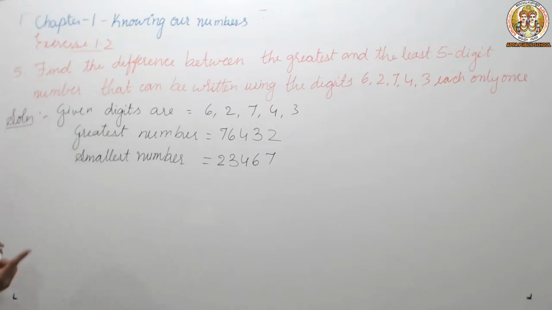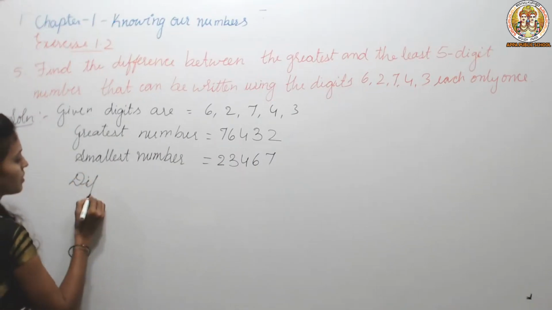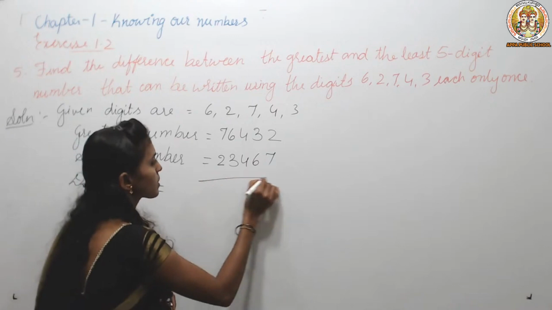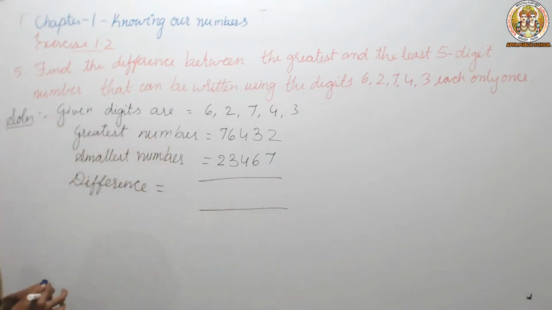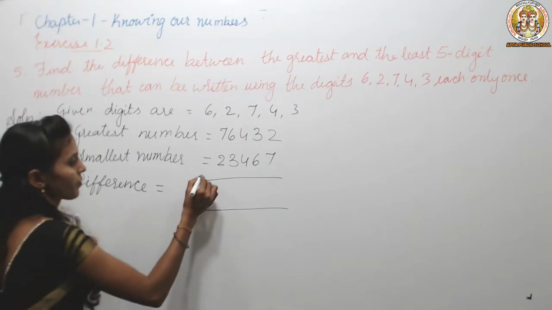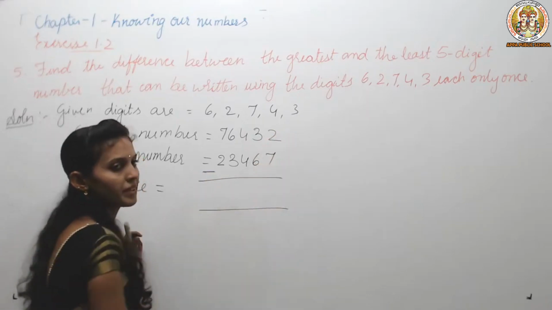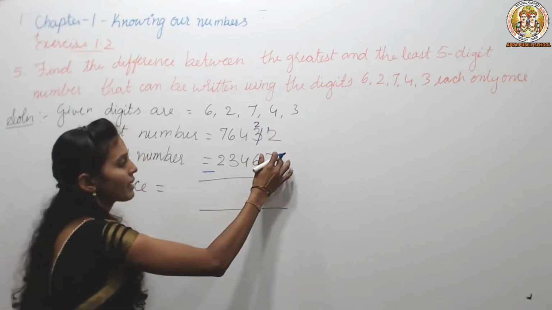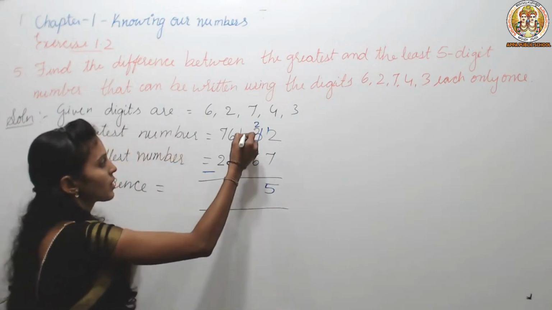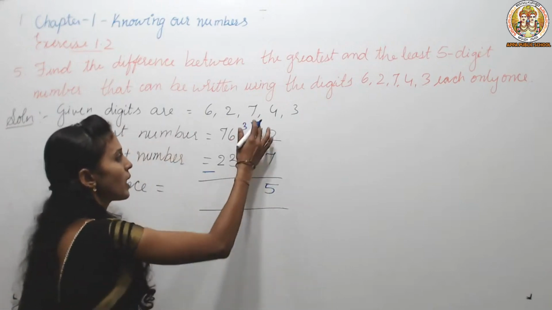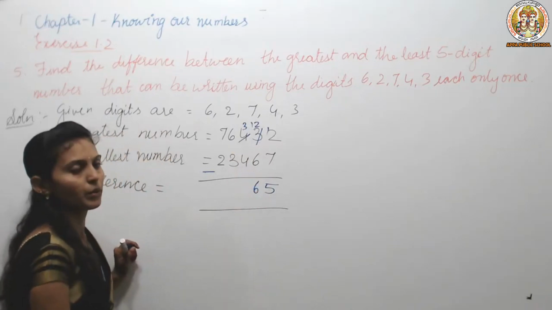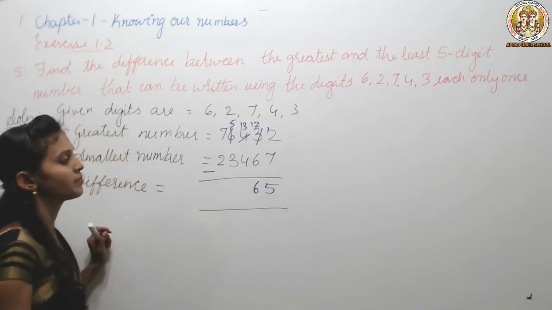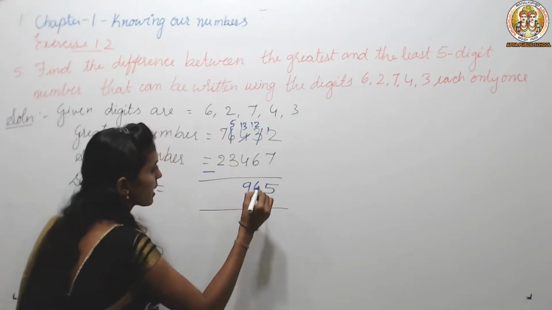Okay? Now find the difference. Difference is you have to subtract these two. Subtraction. 2 minus 7. Can we? No. So this will become 12. 12 minus 7 is 5. Then again 3 becomes 2, 12. 12 minus 6 is 6. Then 3 minus 4, again 5, 13. 13 minus 4 is 9.